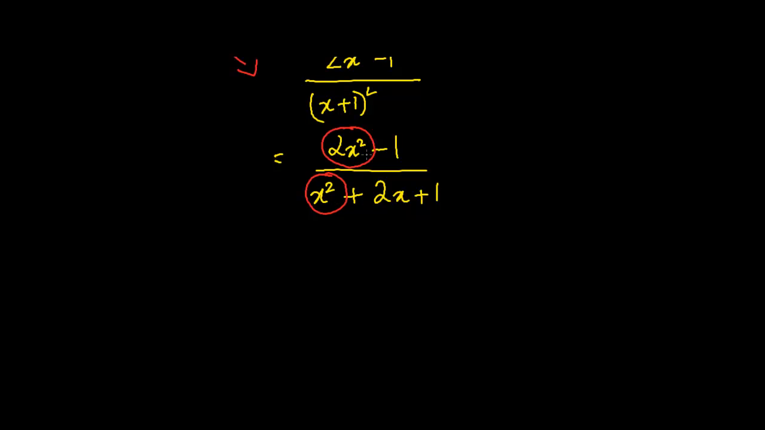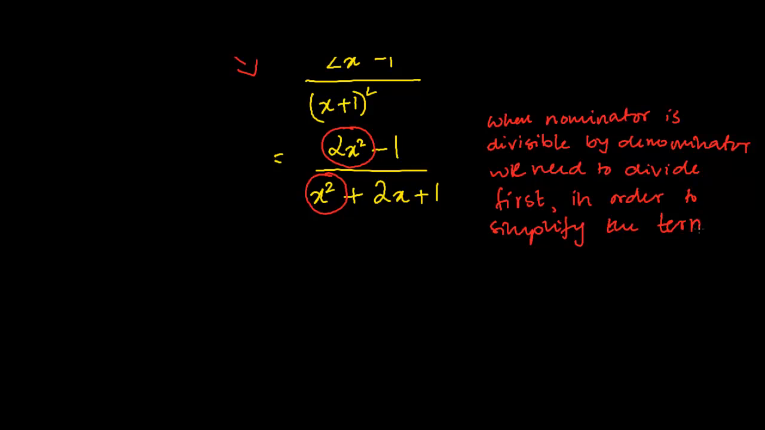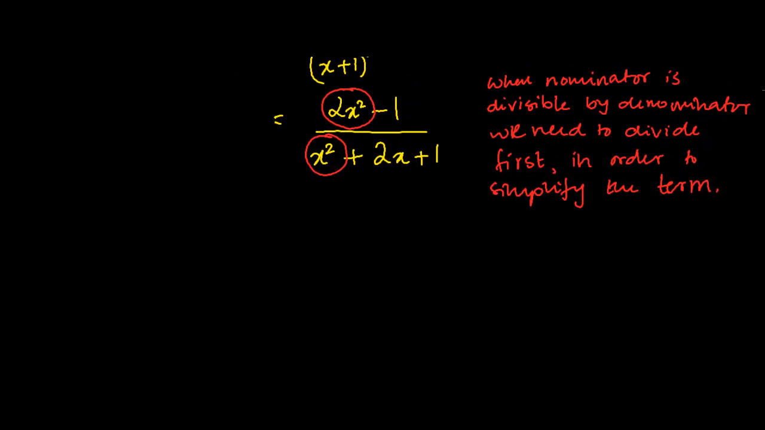When the numerator is divisible by the denominator, we need to divide first in order to simplify the equation. Alright, so let's move on down here.